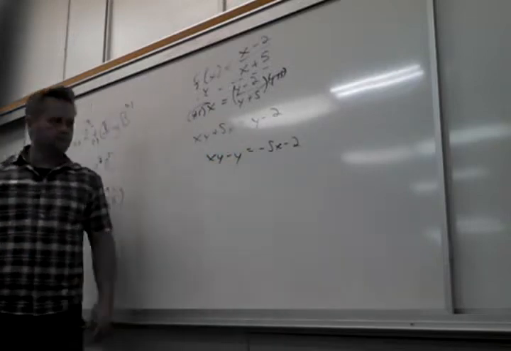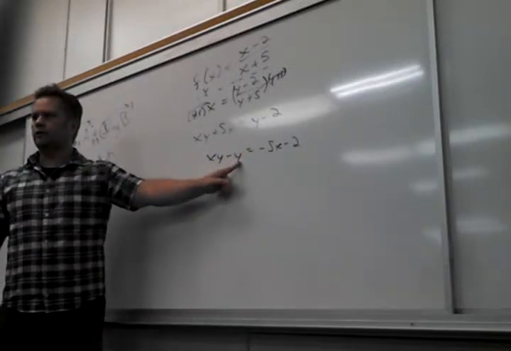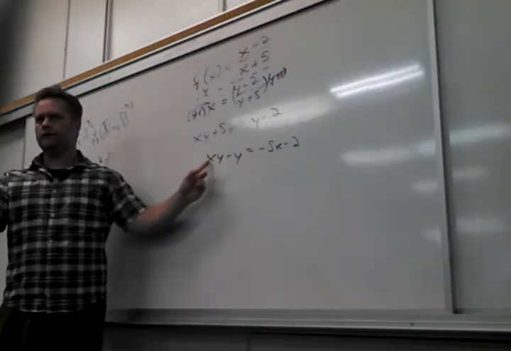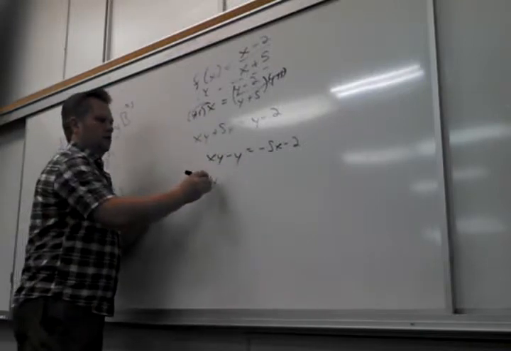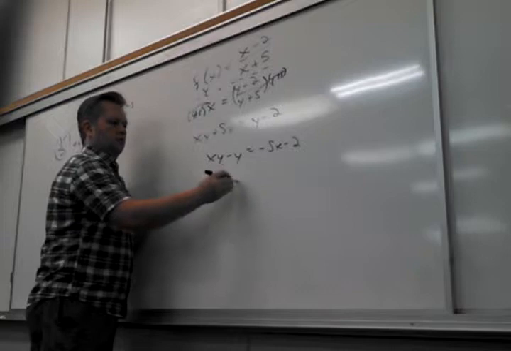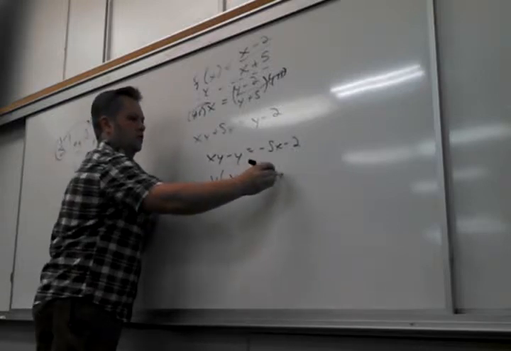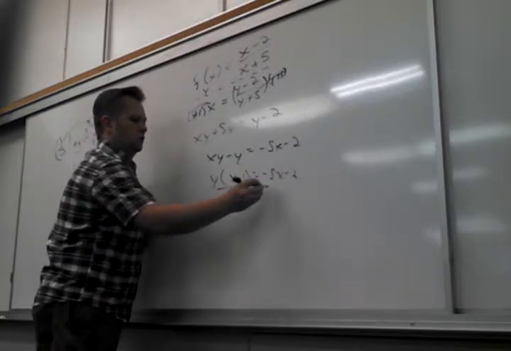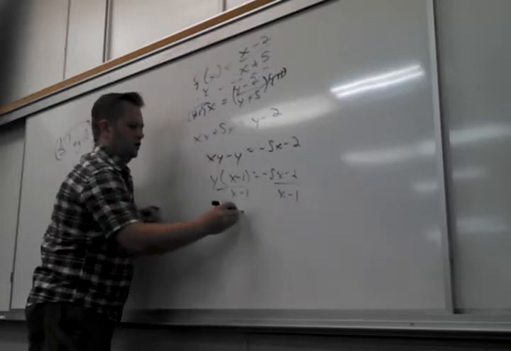Pull the y out. And now you see why there really isn't two y's. There's one y that somebody distributed. So take a y back out. x minus 1. Beautiful. Divide by x minus 1, you're done. That's going to be the inverse.